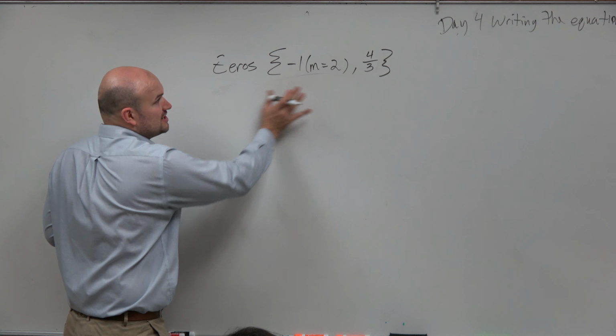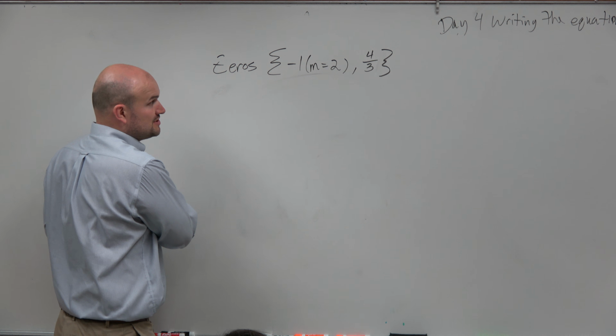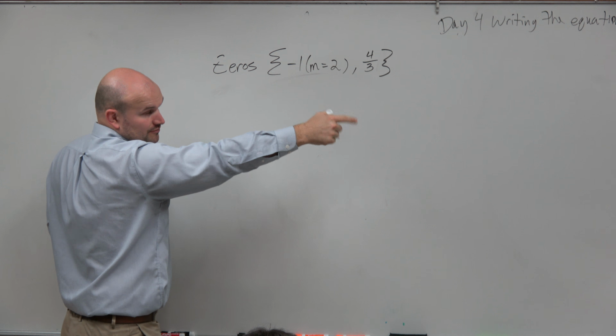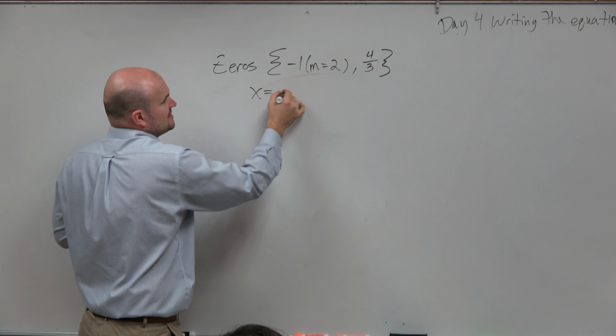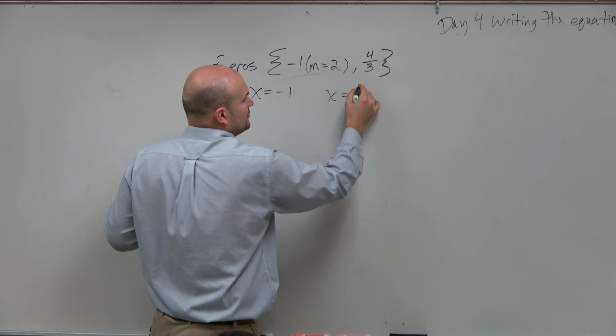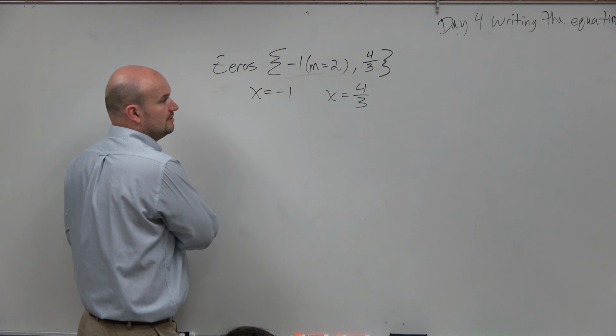All right, so here's our zeros. Now, there's another way we can write our zeros, right? Rather than writing it in set notation, we can write it how we've written them before, saying x equals -1. We know that's a multiplicity too, but we'll come back to that. And x equals 4/3.